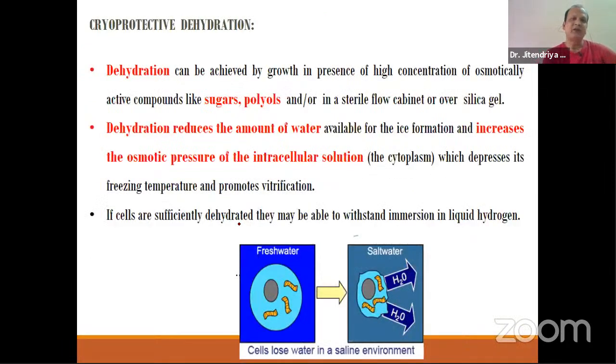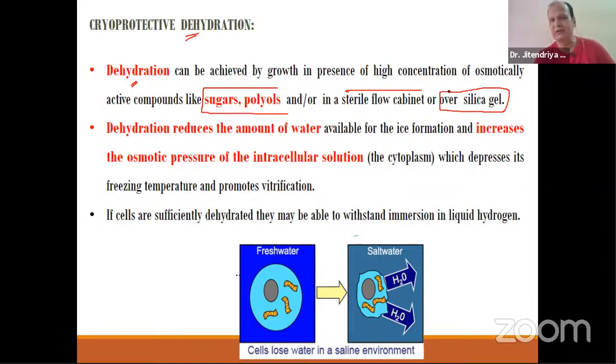Second one is cryoprotective dehydration. What does it mean? It means that whatever water content is available in that tissue should be minimized. So that dehydration process is required. For dehydration, mostly sugars, polyols, or a sterile flow cabinet or silica gel are used, and the water is removed.